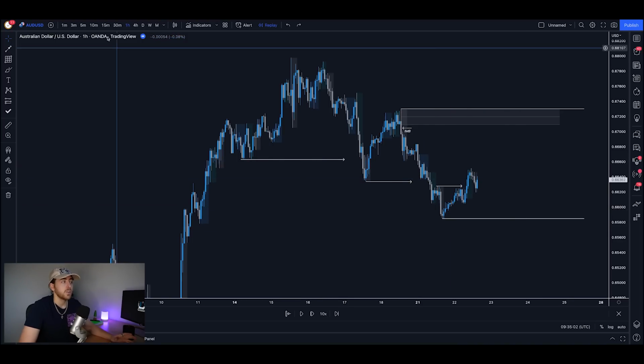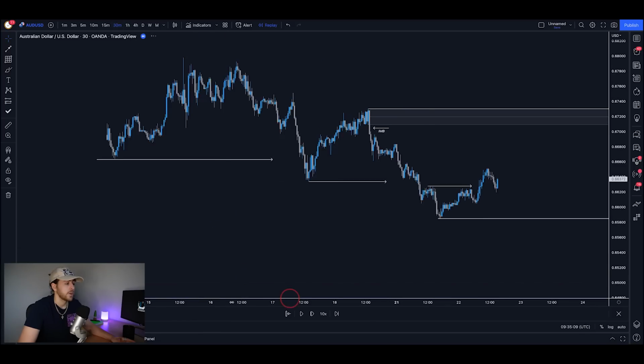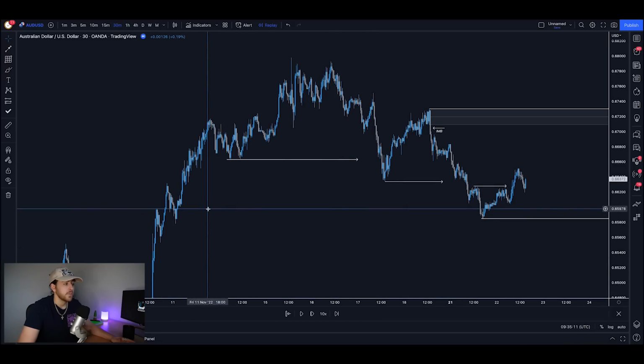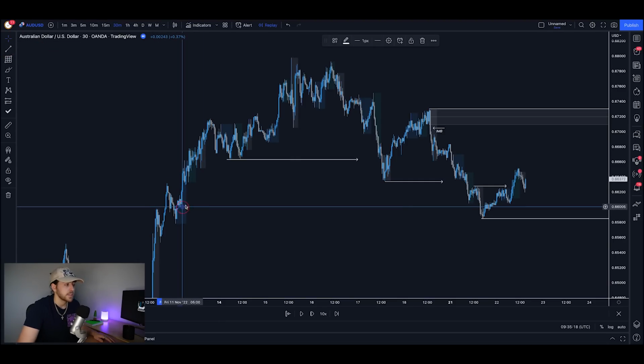Now, one other big confluence factor is that we'd traded into a refined demand zone around this level here. If we go down to, I think, the 30 or 15 minute, you'll see that we have this demand. And as you can see, there is imbalance there, and there are also these small equal lows, which act as liquidity.